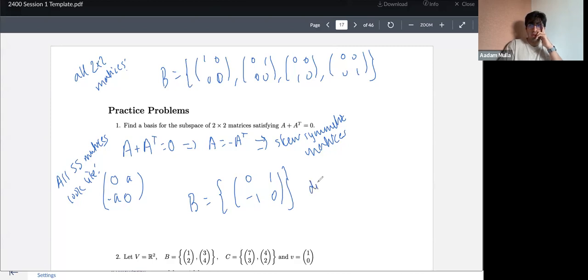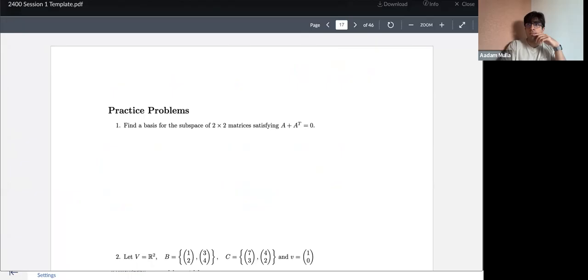What's the dimension of this subspace? It's going to equal 1. So we'd say that the dimension of the subspace of skew-symmetric matrices is 1. It's a one-dimensional subspace, versus the original matrix space, which is 4-dimensional. That's why it's a subspace. It has fewer dimensions. Okay, any questions about those problems?